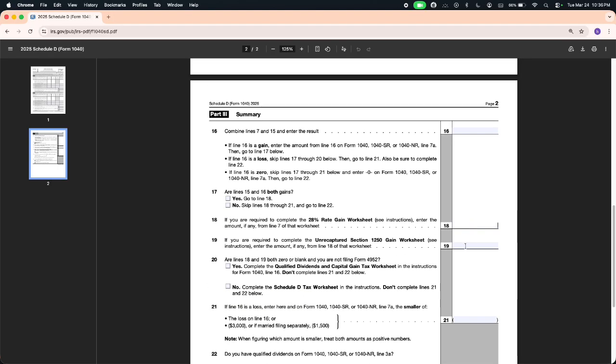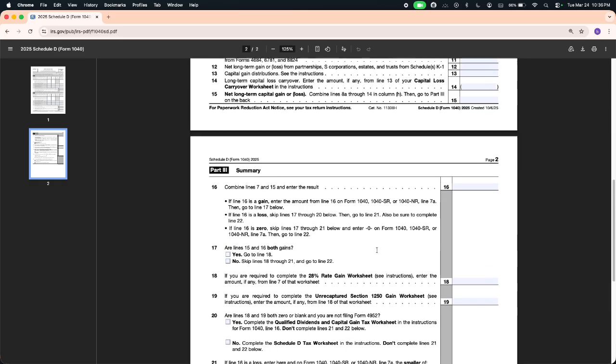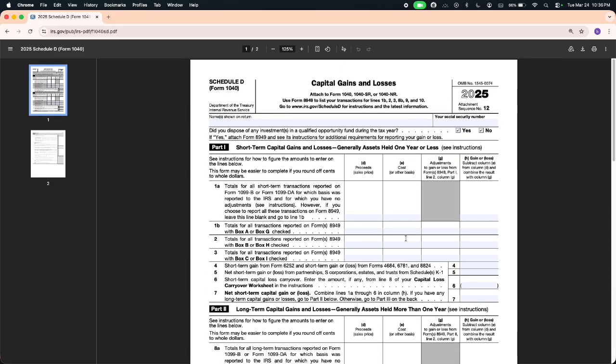So this form helps organize both short-term and long-term transactions in one place, so it's easier to calculate the final gain or loss correctly before putting it on the tax return.